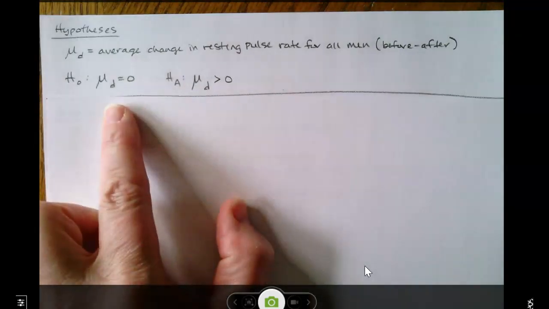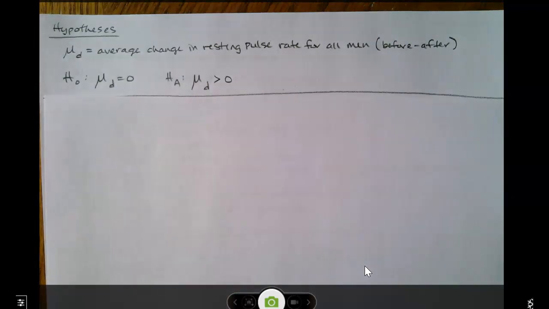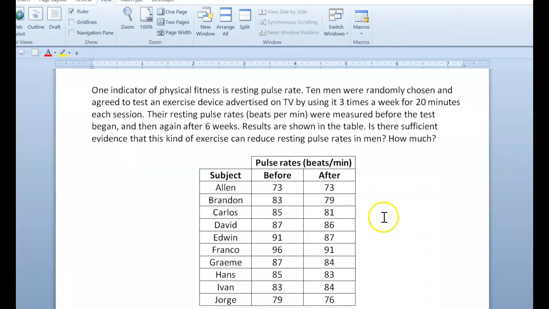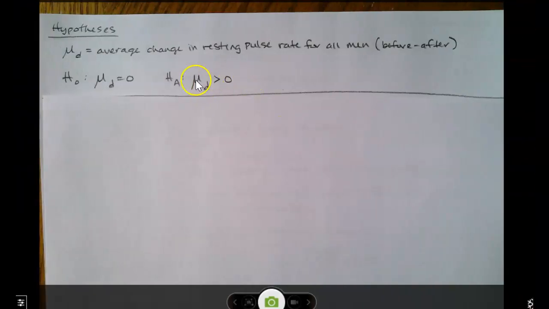So we're going to talk about the overall average difference or change in pulse rate for all men. We're going to hypothesize that there is no difference whatsoever in the before and after, that average is just going to be 0. And then the question asked for, is there sufficient evidence that this kind of exercise can reduce resting pulse rates? So since we did before minus after, a reduction would mean that the difference would come out to be positive because the after would be smaller. So our hypothesis then is that the average difference is going to be greater than 0, which would mean that the before was higher than the after. So those are our hypotheses.